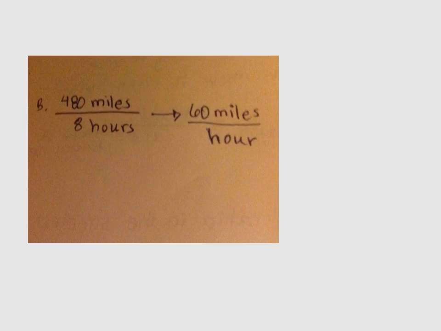You get your calculator and you push 480, then divided by, then 8, and it will give you 60. So you leave it as a fraction again with the units, 60 miles and then hour on the bottom. So you're going 60 miles per every hour.